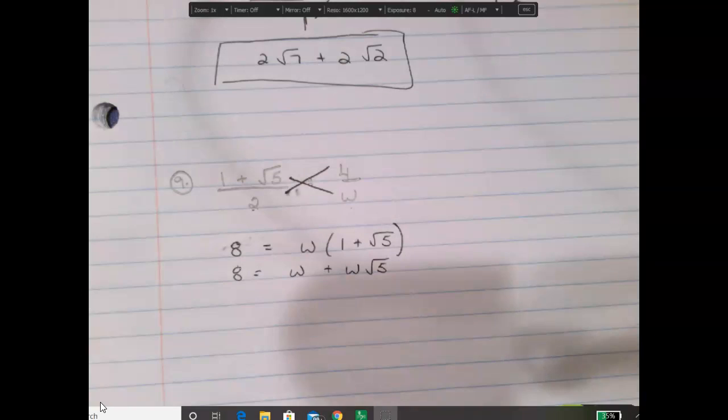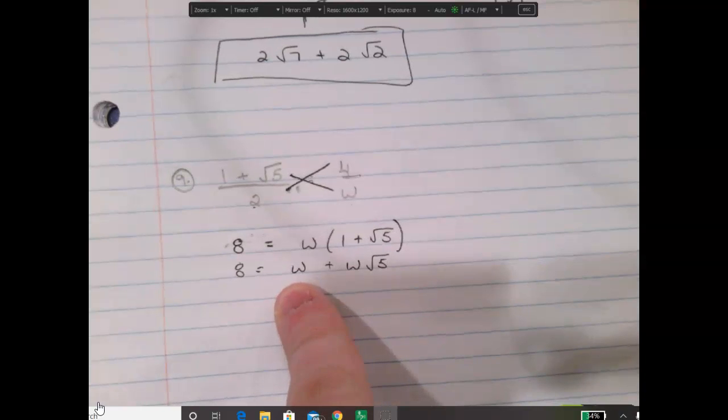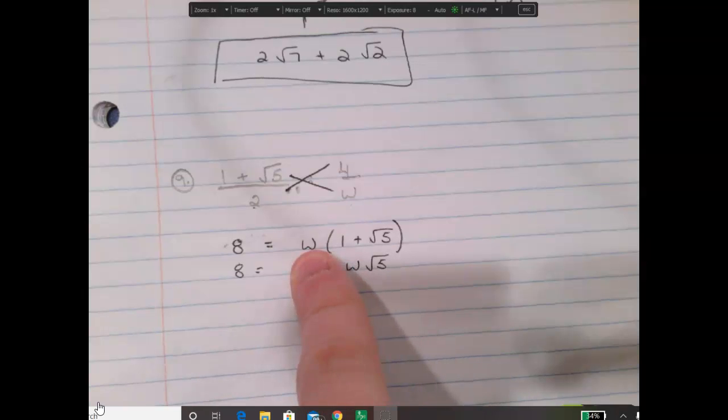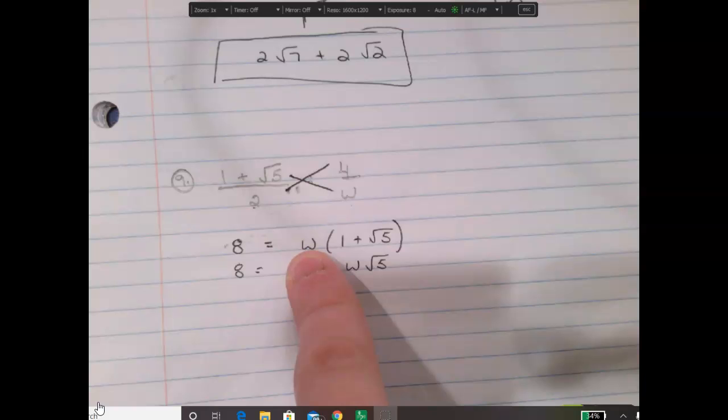I think we can all probably get to that point right there. But when we get to this point right here, what happened? We now went from having one W to now we have two W's. I've got W, and I also have W radical 5. I don't want to make more W's. I want to find out what W is equal to. That's the point of solving a proportion. That's the point of having a variable in a problem. I want to know what does that variable equal.